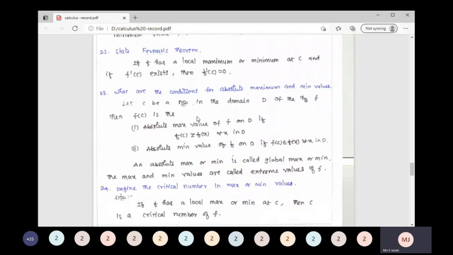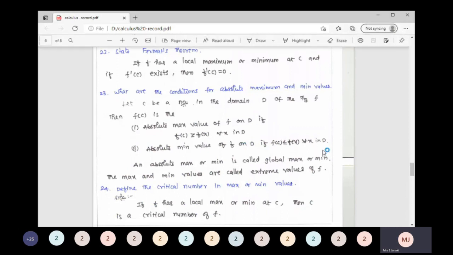And the condition for the absolute maximum and minimum. The absolute maximum of the function f on D means f(c) is greater than or equal to f(x) for all x in D. This is the maximum. The absolute maximum of f means that at the particular point c, f(c) is the maximum, whatever the values of x belonging to D. Then the absolute minimum value on D we define similarly: f(c) is less than or equal to f(x) for all x in D.